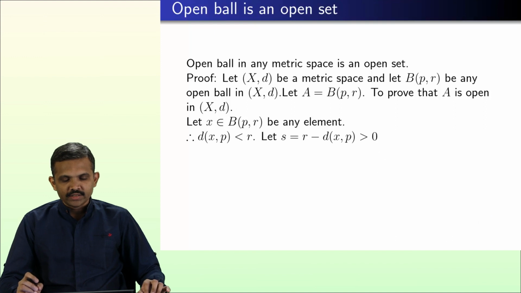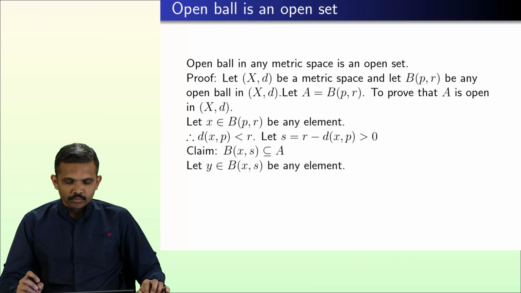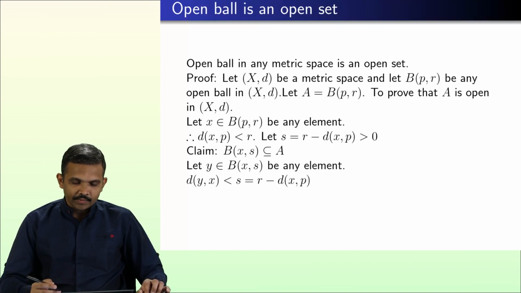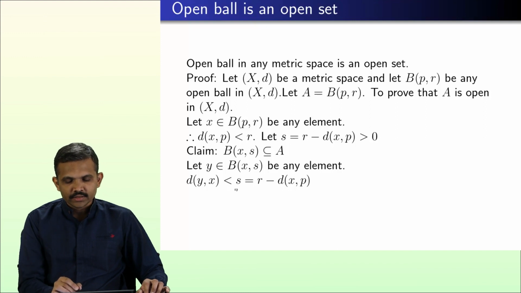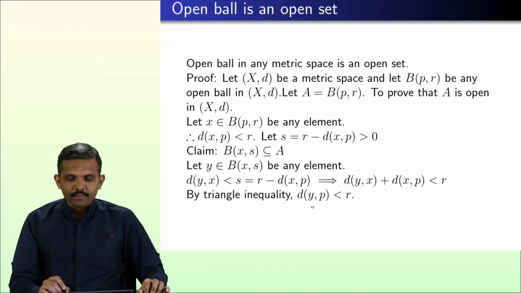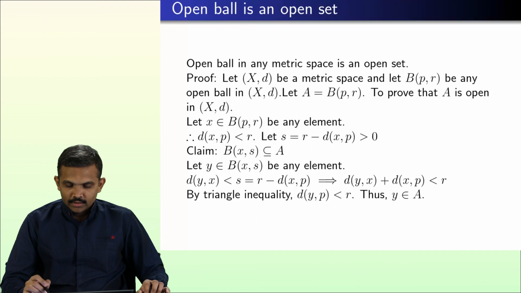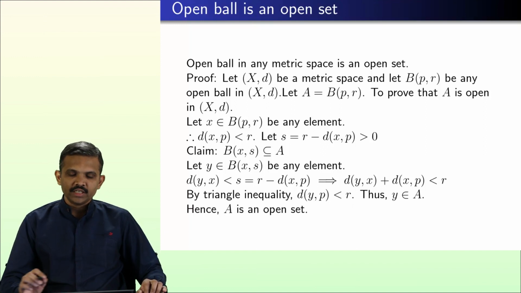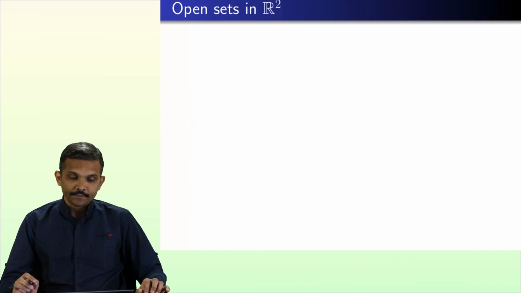So, we have d(x,p) less than R, as suggested S is R minus d(x,p), and hence you can observe that if I start with any y in B(x,S), then d(y,x) is less than S, which is equal to R minus d(x,p). So, simply I get d(y,x) plus d(x,p) less than R, but then apply triangle inequality. So, d(y,p) becomes less than R and hence y becomes a member of set A. So, in this sense what I get is every open ball in a metric space is an open set.